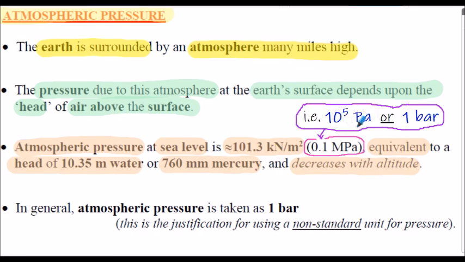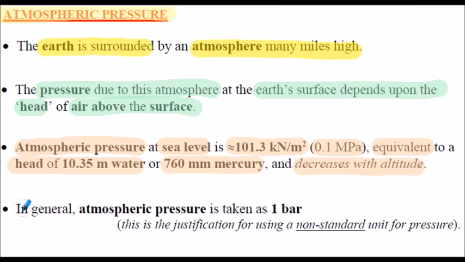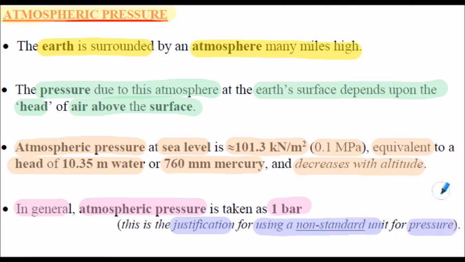And of course, from our previous presentation, 0.1 megapascals is the same as 10 to the 5 pascals, which is equivalent to 1 bar. So in general, atmospheric pressure is assumed to be 1 bar. And this is the justification for engineers using a non-standard unit for pressure. The bar is not an SI unit, but because it equates to atmospheric pressure, it's useful for engineers to refer to.